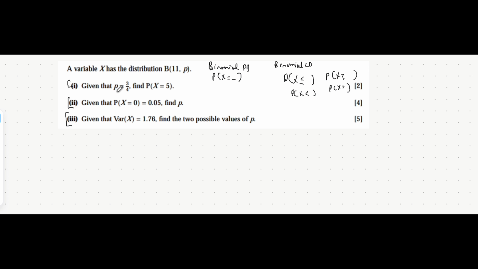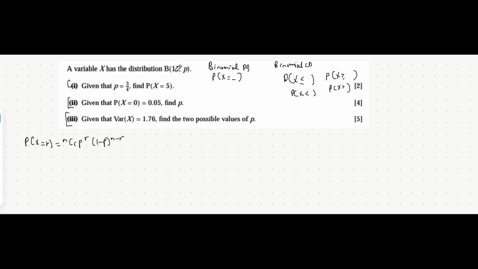For the first part of the question, it says, given that p is equal to 3 over 4, find the probability of x equaling 5. Like I mentioned, to find it equaling something, you can just use the PD function. There is also another equation that you can use for the binomial. I don't want to confuse you, but some students like to know all the different ways, which is why I'm going through it.